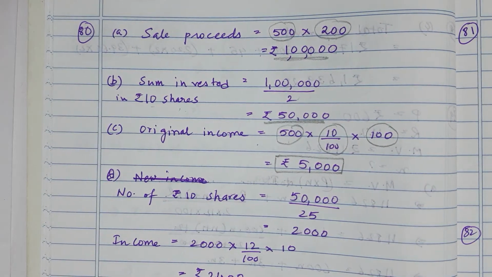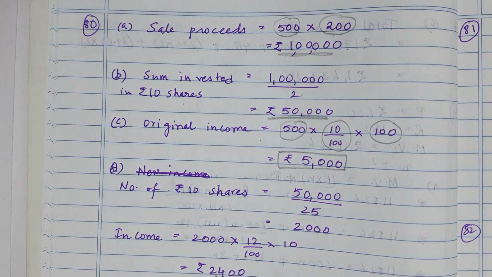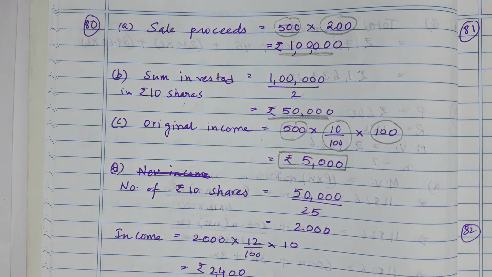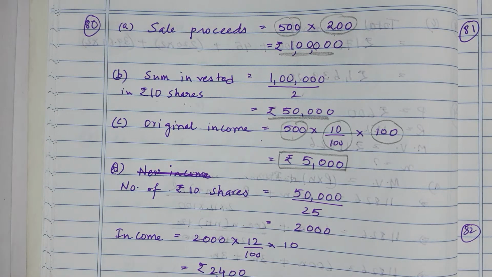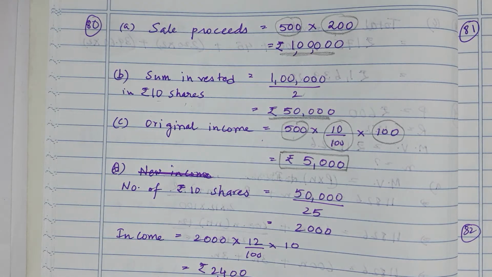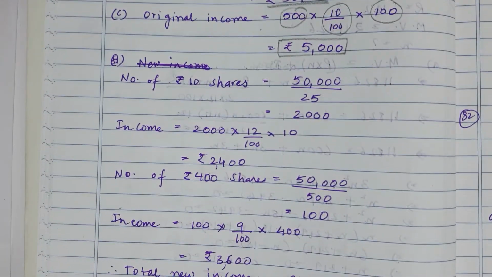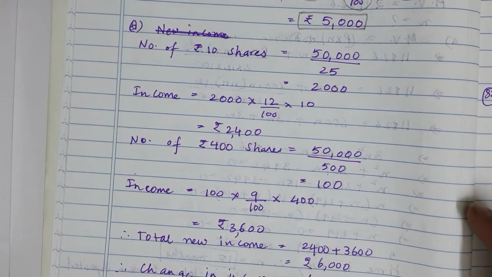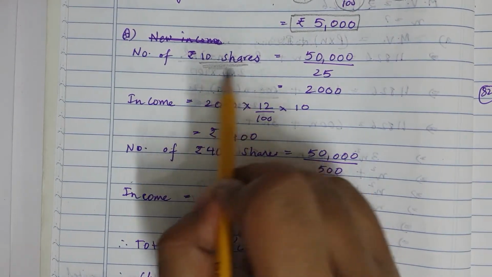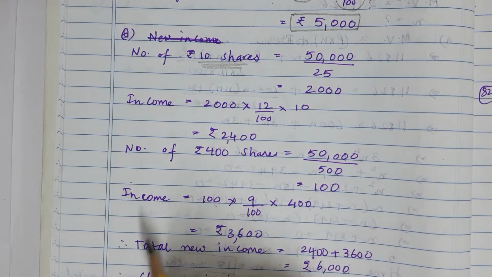Then they're asking you what is the change in income, because he had sold off the original shares and he bought two types of new shares. So you have to look at what is the income from those new shares. So let's look at the 10 rupee shares. One kind of shares were 10 rupee nominal value shares.